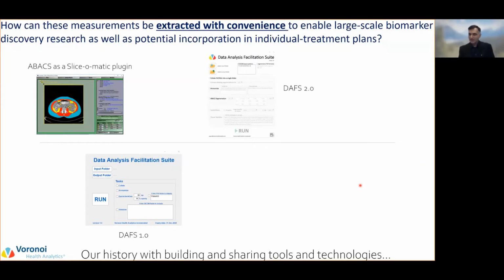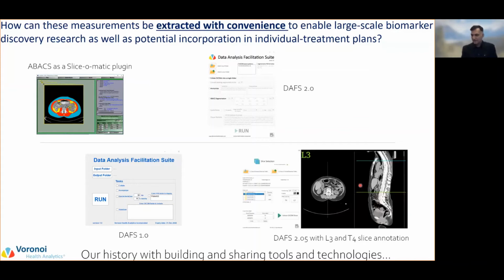So here again, we have addressed the needs of users and provided some additional tools like curating DICOMs. I'm going to show that in the next slide. And we recently released DAFS 2.05, which allows you to do a very easy and efficient marking of L3 and T4 levels with our very customized interface.